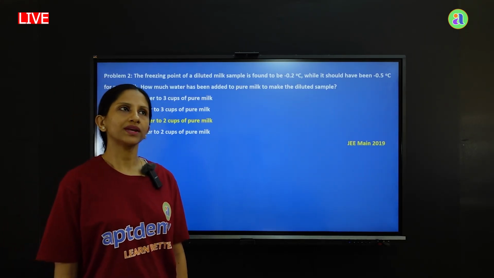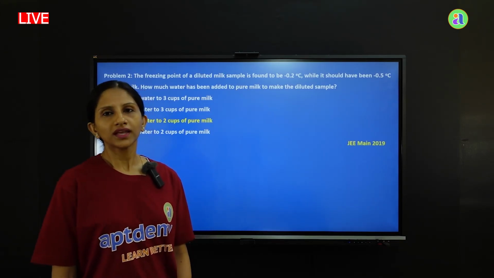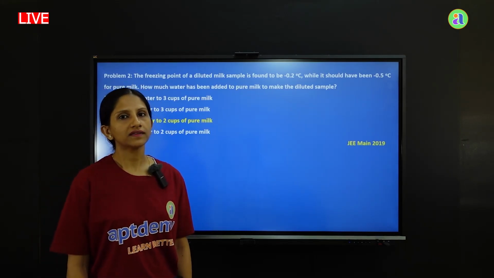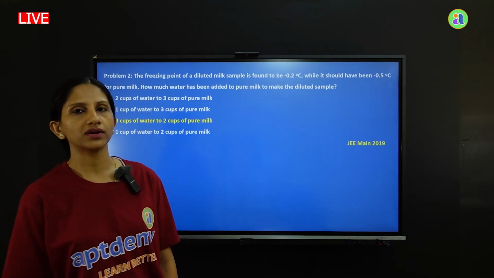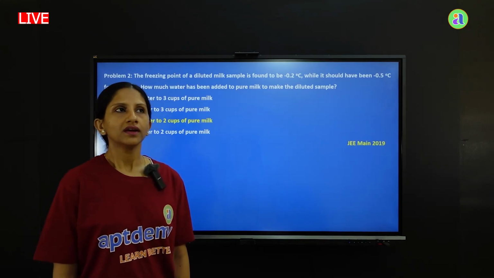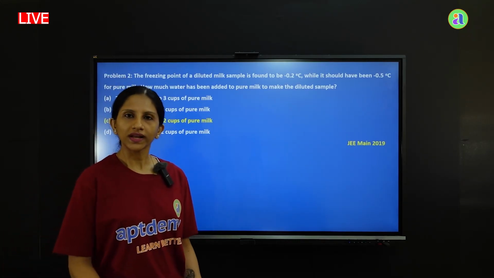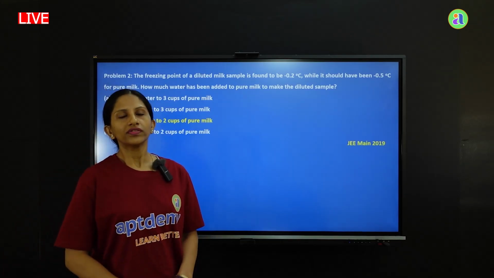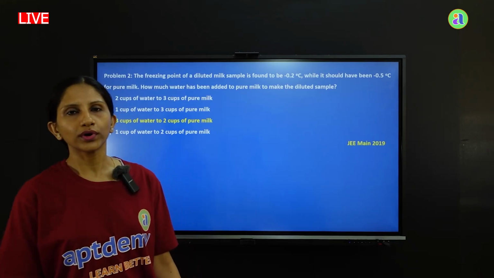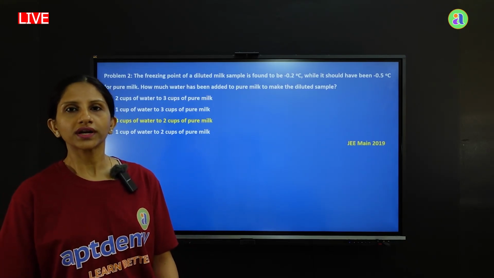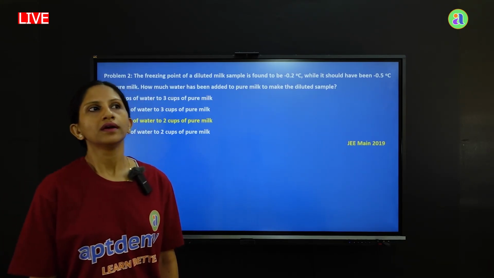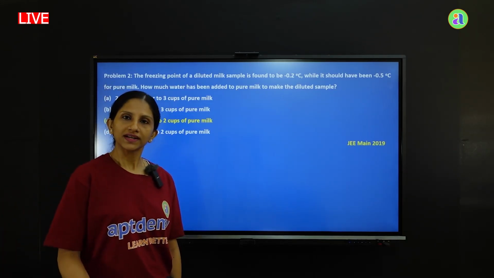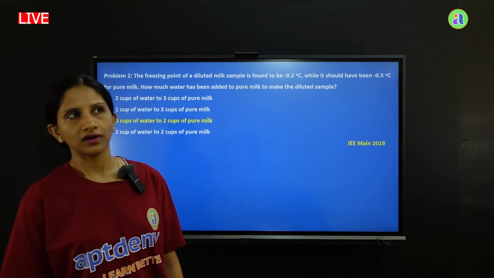So what is actually happening here? I think you have seen that whenever you add salt, for example sodium chloride or calcium chloride, to ice crystals, it quickly melts, and this is called the de-icing process. So on the snow covered roads, if you pour such salts like sodium chloride or calcium chloride, the snow will immediately melt because of the concept of freezing point depression.